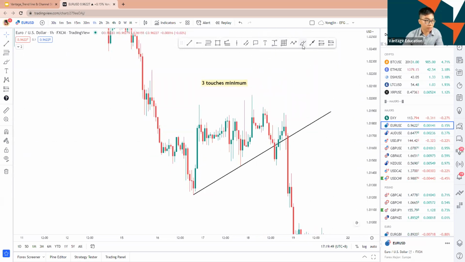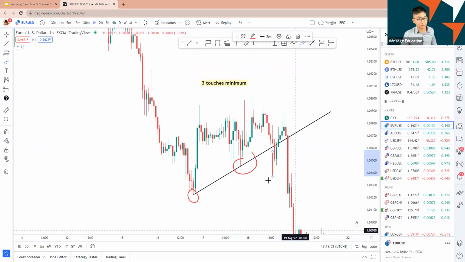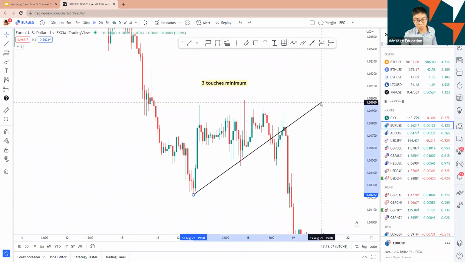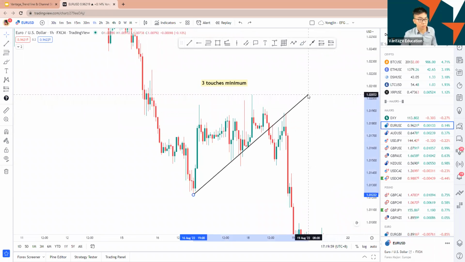Okay, so this is an invalid one. There's only 2 touches, not valid. Price broke, but it's not valid. So please do not just use a trend line alone.